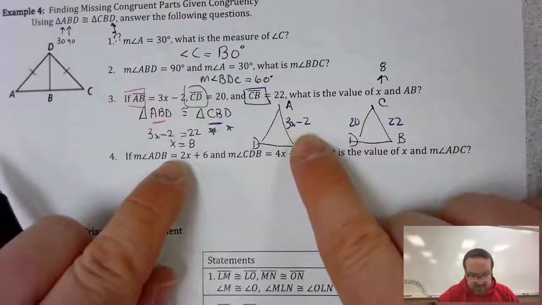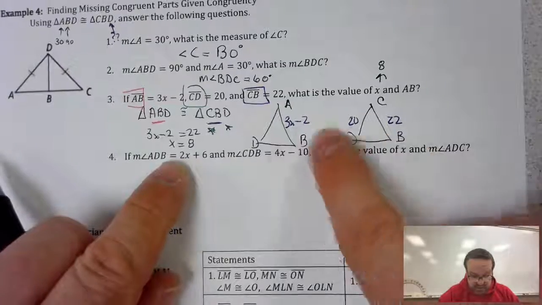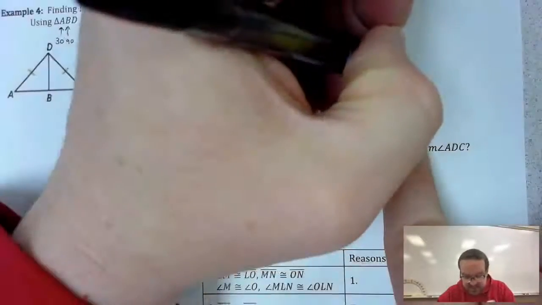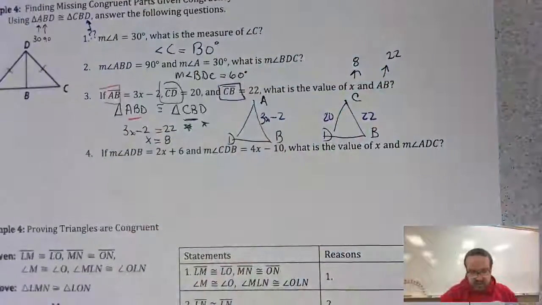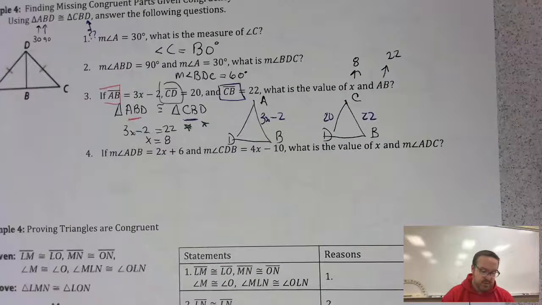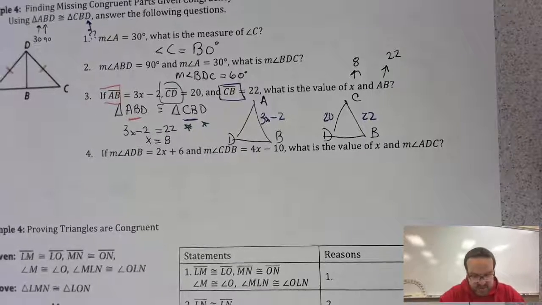If the measure of ABD is 2x plus 6 and the other angle is 4x minus 10, we know that we're trying to find x and this measure, right? So I'll post these notes here on Canvas. Know that this will be completed, but think about it, they're just the same measure, all right?